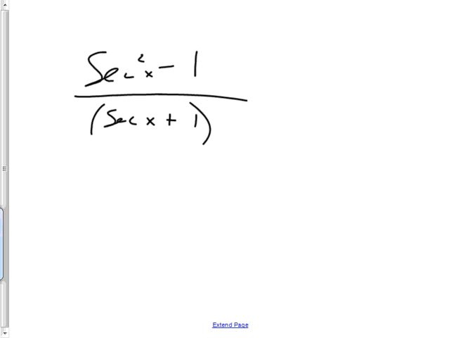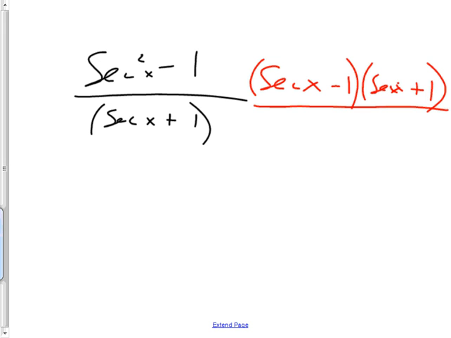All right, Mr. U, how did you factor the top? I'm using x, but that's fine. Plus 1. Okay, and then the one on the bottom is secant x plus 1. And then that cancels that, and the answer is secant x minus 1. Right? Let's try one that's very similar but different.